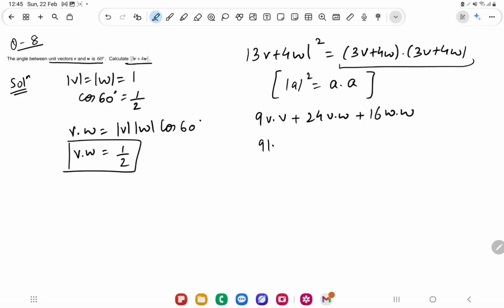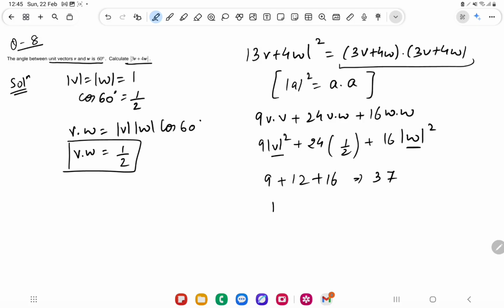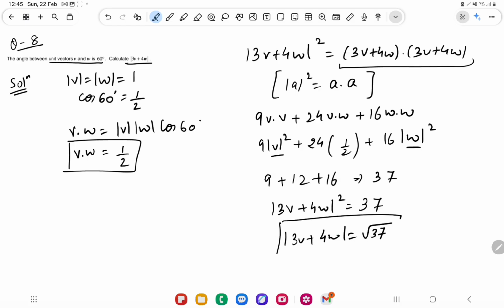So v dot v is nothing but modulus v squared. V dot w we get as 1 by 2 and 16 w dot w will be the modulus w squared. Since modulus v and modulus w is 1 because they are unit vectors, I can write my answer as 9 plus 12 plus 16, which is nothing but 37. And this entire expansion was equal to this, so I can write it like this. It means my modulus of 3v plus 4w is nothing but root 37. Let's move to the next question.